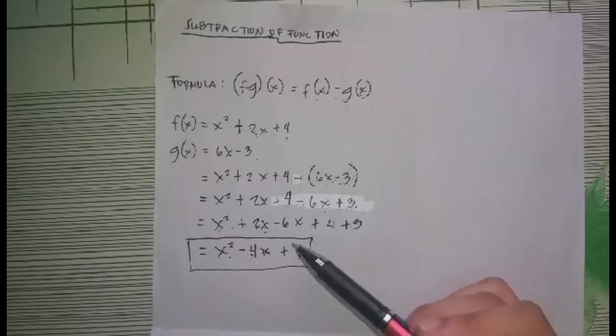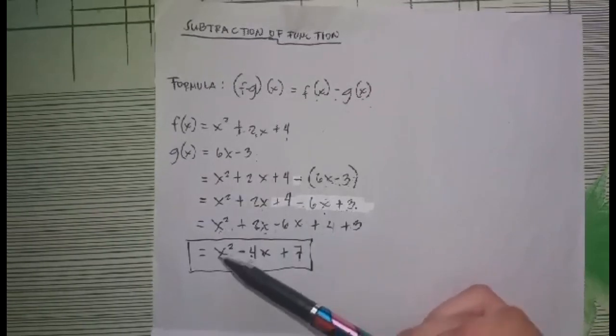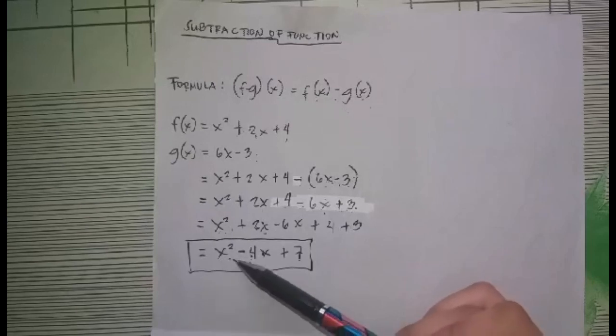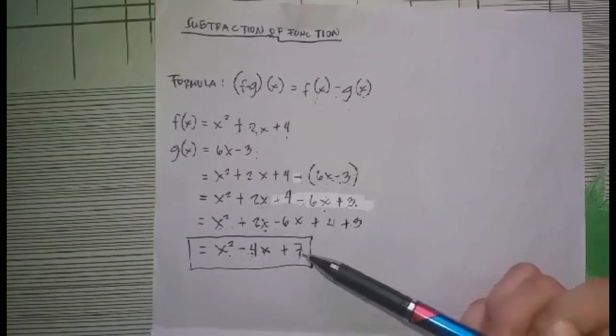So that is our f minus g of x is equal to x squared minus 4x plus 7. So that's all. Thank you.